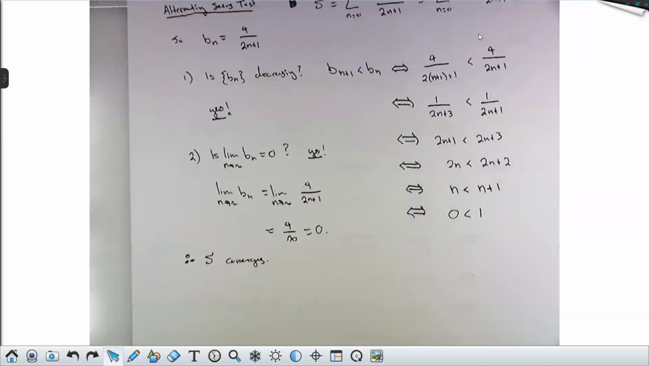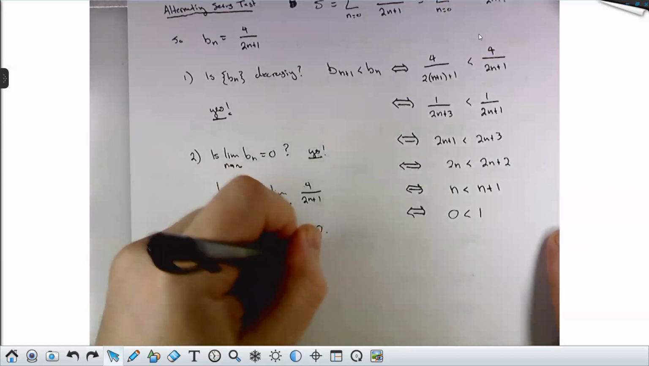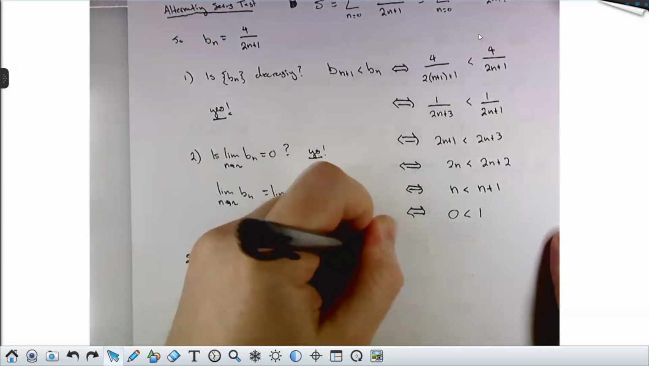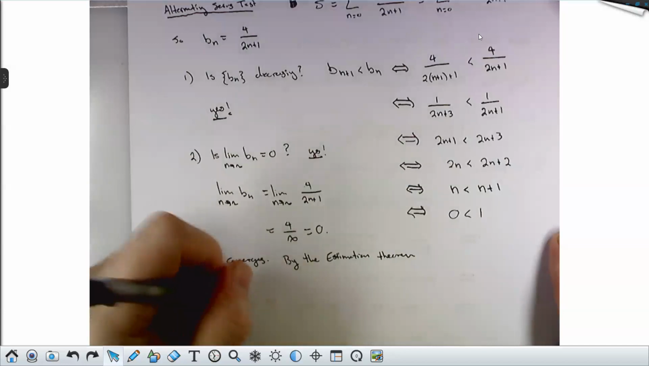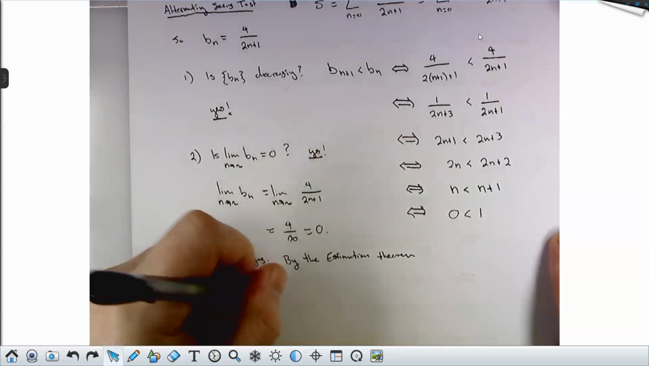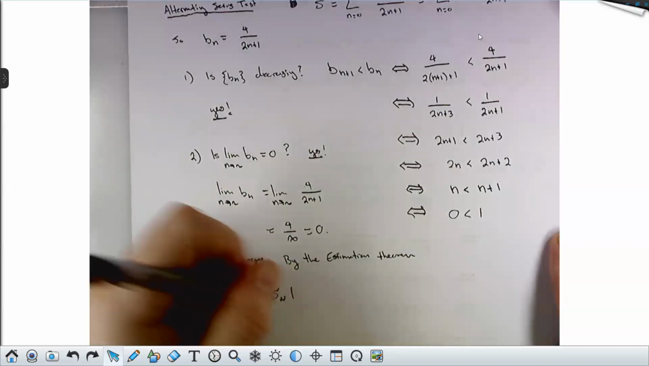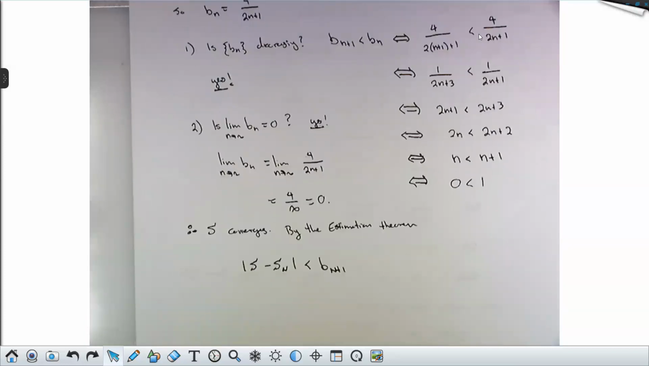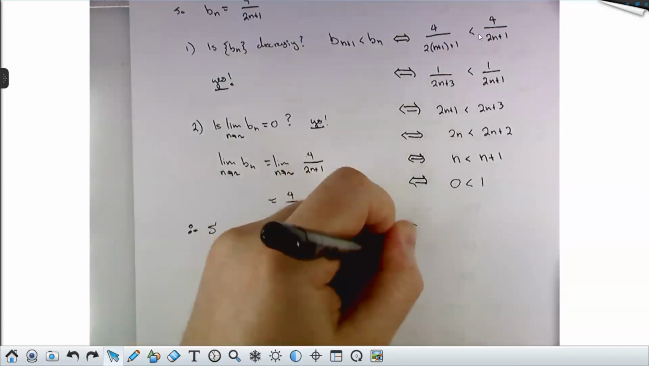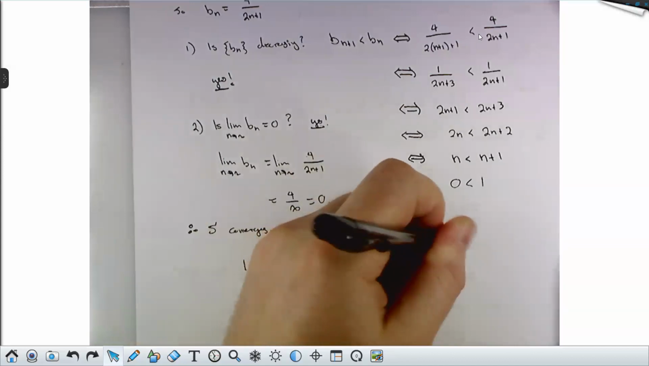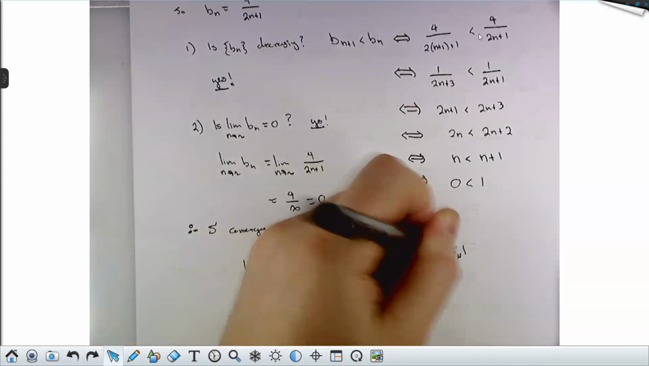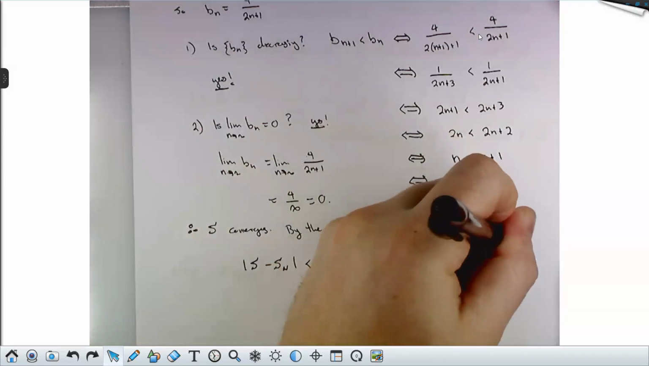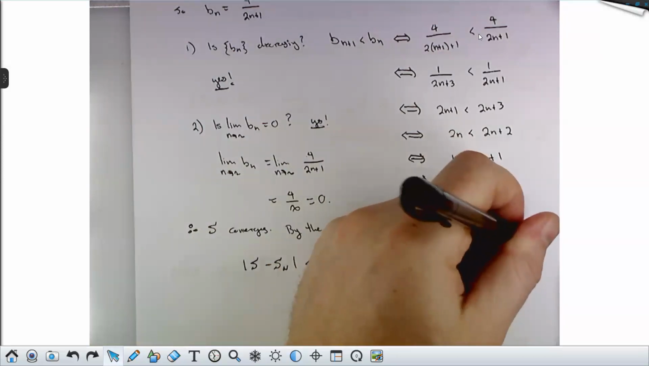If we apply the estimation theorem, we'll see that the absolute value of S minus Sn is less than B sub n plus 1. And we want the absolute value of S minus Sn less than, what do we want? 3 decimal places, right? So 0.0001.